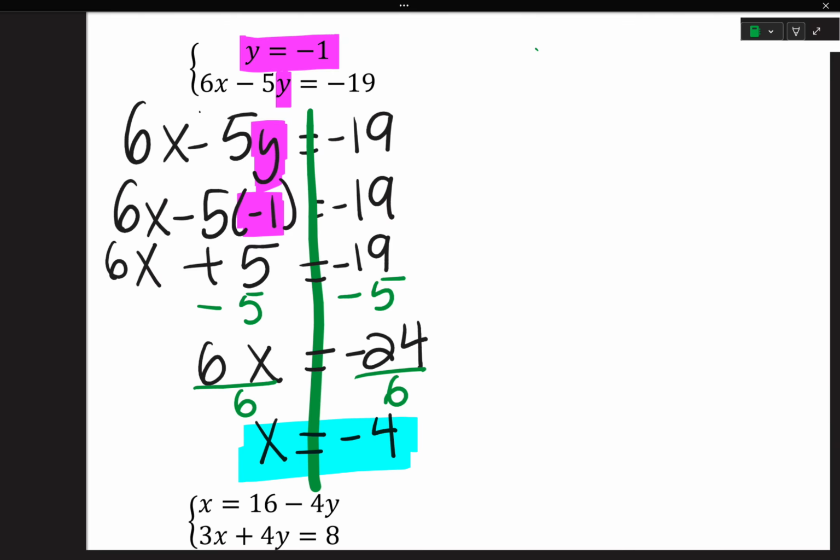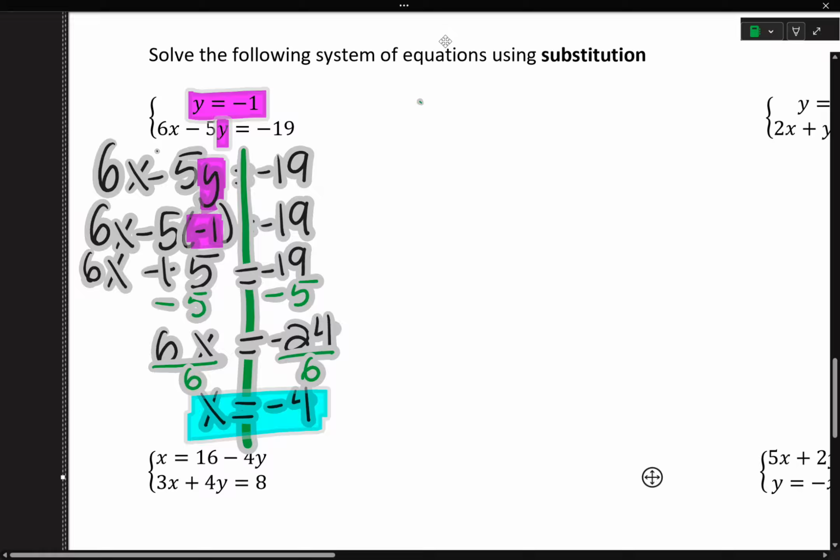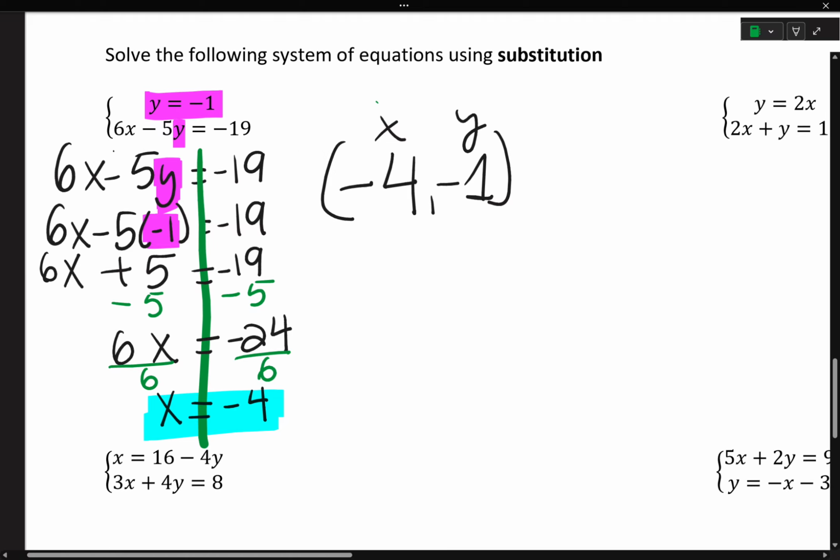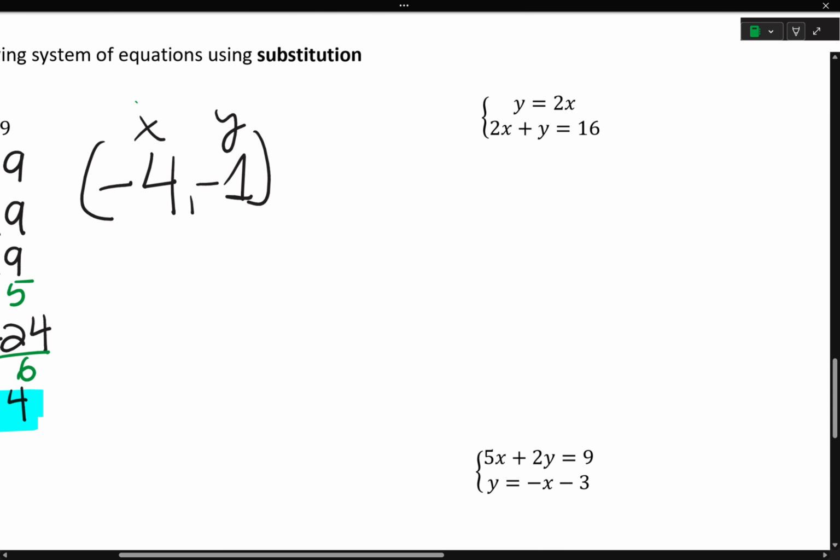And we've got y. That's it. This was a quick one. We do have to write our answer: negative 4, negative 1.